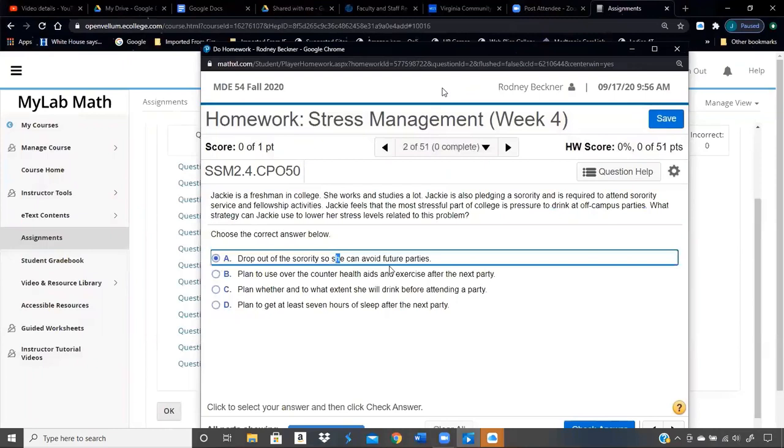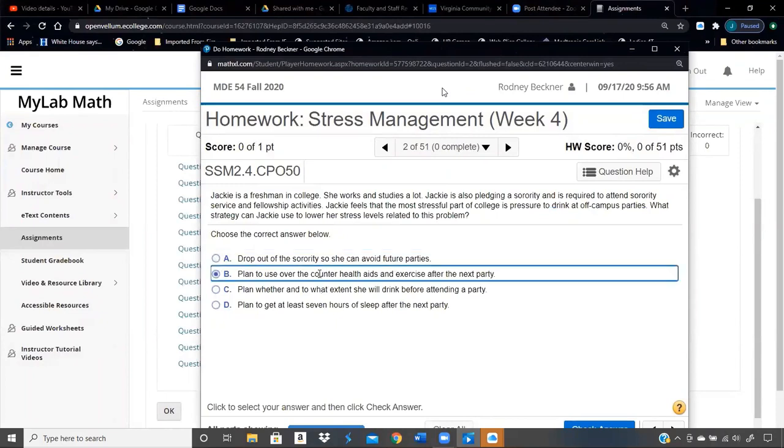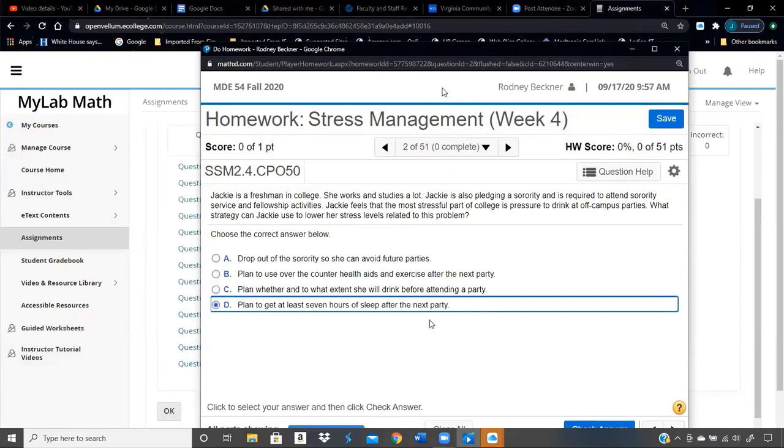Drop out of the sorority so she can avoid future parties. I mean, the sorority might have some other good things besides just off-campus parties. Plan to use over-the-counter health aids and exercise after the next party. I don't really think that's going to help stress before, they're just stressing over a hangover or something. Plan whether and to what extent she will drink before attending a party. I mean, you could include 0 or very little in that. Plan to get at least 7 hours of sleep after the next party. Again, aftermath, probably not the important side.